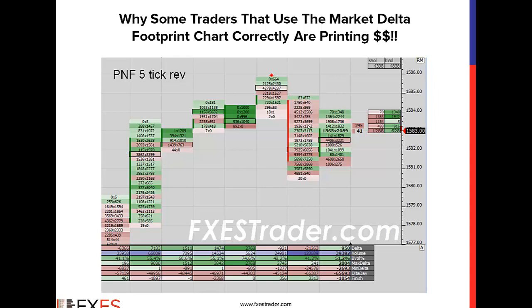So I'm obviously excited with this new feature, and I'm going to begin to test this out as we go. But let's just go through and take a look at some more of what the footprint can teach us. Let's go over to the next slide.